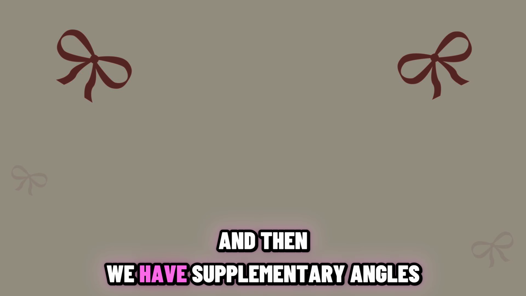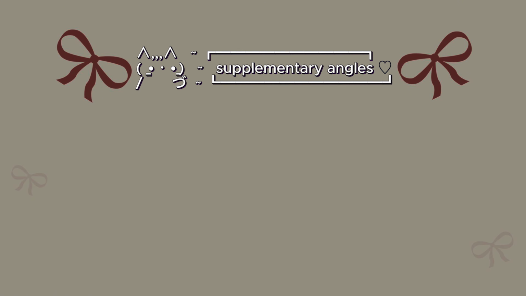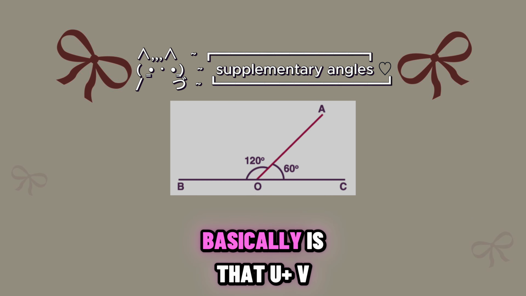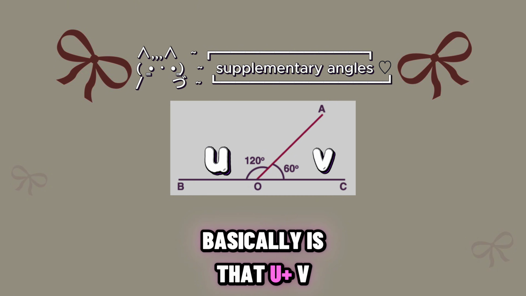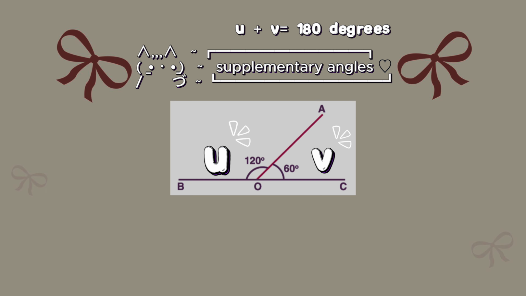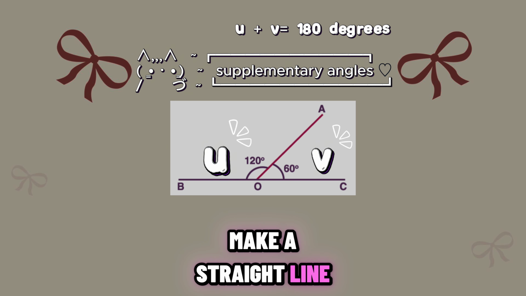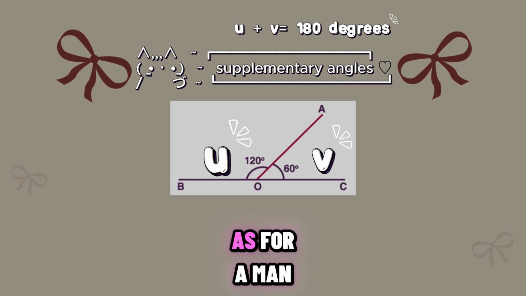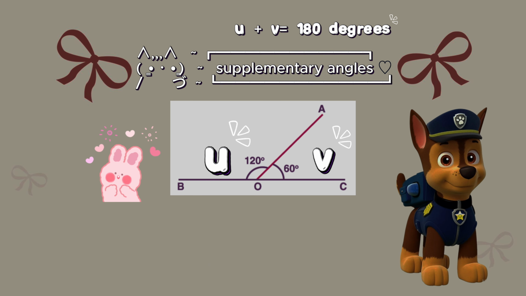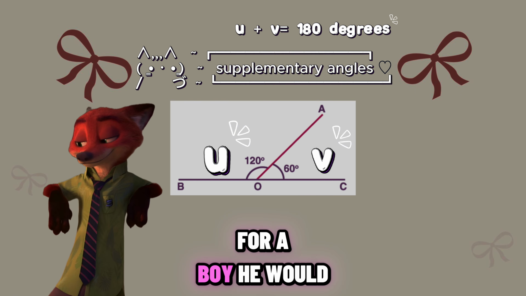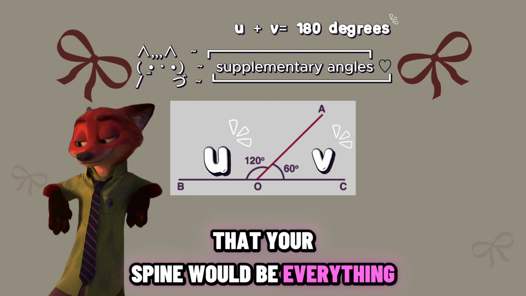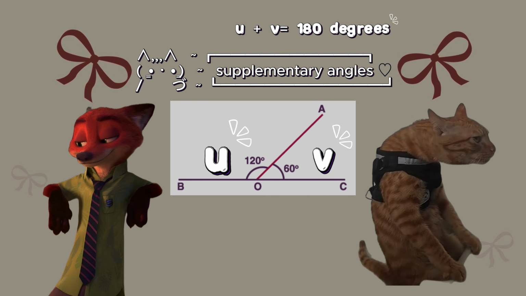And then we have supplementary angles. 2 angles sitting next to each other on a straight line basically is that u plus v equals 180 degrees. And together they make a straight line. As for a man, he would be the u to your v. For a boy, he would be such a burden that your spine would be everything but straight.